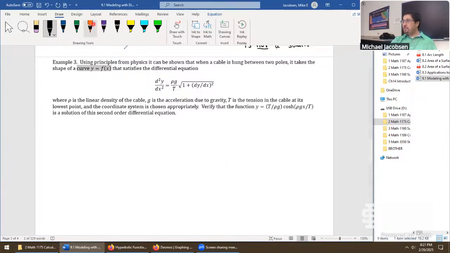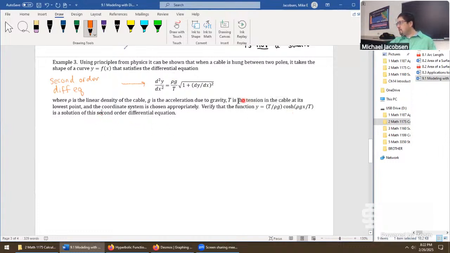So this one's different this time. This is a second order differential equation, which is very often paraphrased as diffy Q for differential equation. It's second order because the second order derivative occurred on this one. So rho is the linear density of the cable, g is the acceleration due to gravity, T is the tension on the cable, so all those physical things are just constants.